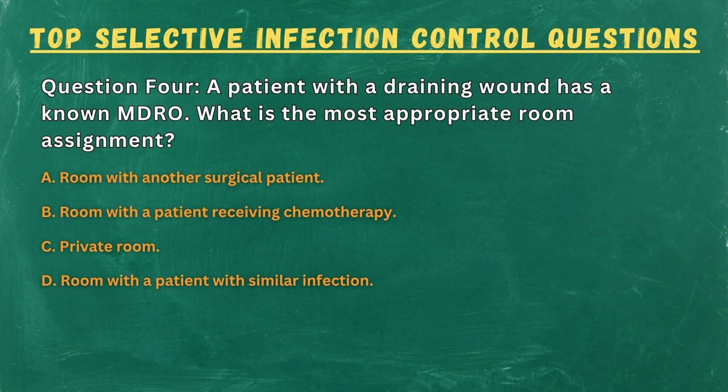Question 4. A patient with a draining wound has a known MDRO. What is the most appropriate room assignment? A. Room with another surgical patient. B. Room with a patient receiving chemotherapy. C. Private room. D. Room with a patient with similar infection. Answer: C. Private room.